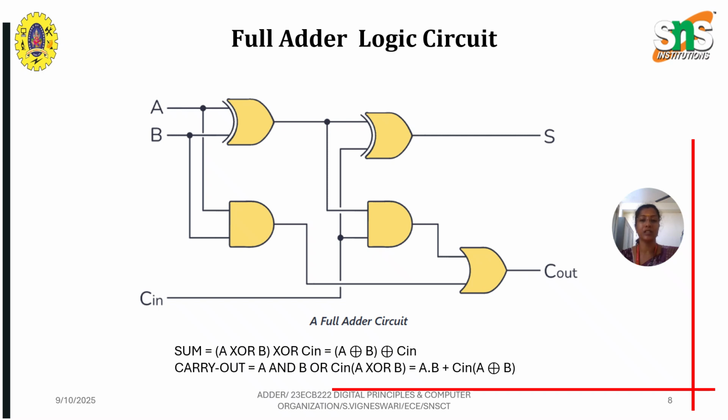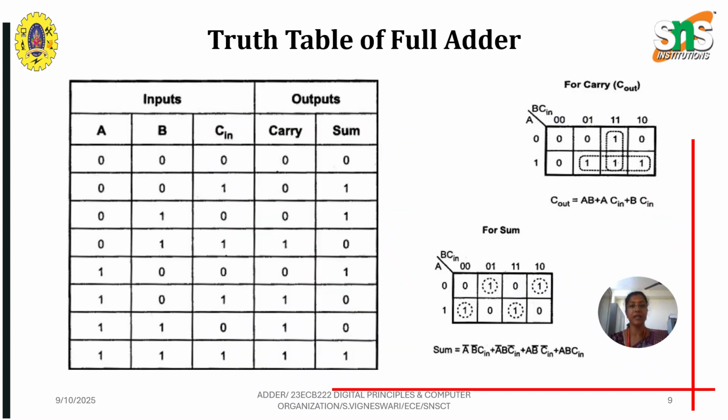as inputs to an exclusive OR gate, and the output of A and B is given as an input to another exclusive OR gate which takes the other input from the carry in. So finally you get sum as A exclusive OR B exclusive OR Cin, and similarly carry out is A and B, ORed with Cin of A XOR B. So A dot B plus Cin of A exclusive OR B.